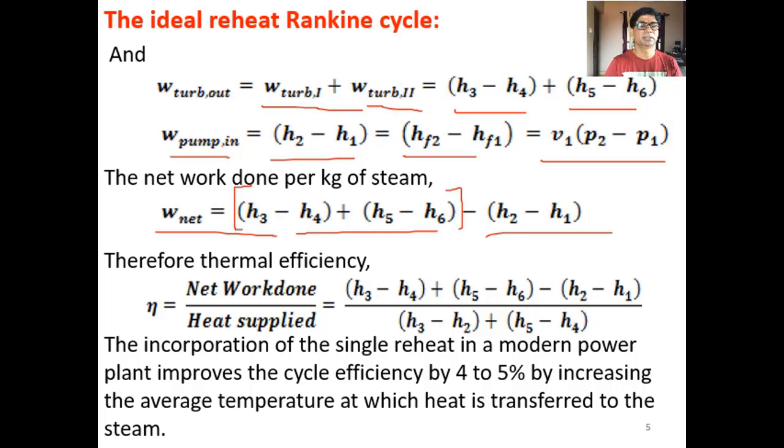Now the thermal efficiency is nothing but net work done by heat supplied. So this is the expression for the net work done, and in the previous slide we wrote the expression for the heat supplied as H3 minus H2 plus H5 minus H4. The incorporation of single reheat in a modern power plant improves the cycle efficiency by 4 to 5% by increasing the average temperature at which heat is transferred to the steam. So a reheat Rankine cycle will improve the efficiency of the simple Rankine cycle by 4 to 5%. So incorporation of reheat improves the efficiency of the Rankine cycle. Okay.